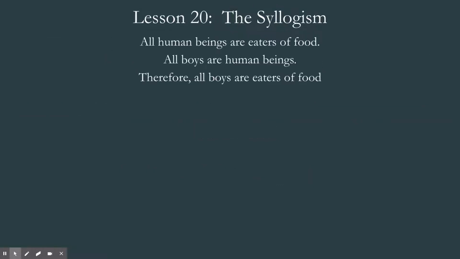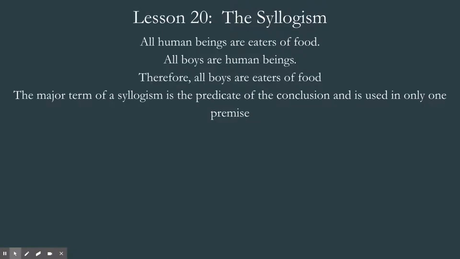So here's that same syllogism again. All human beings are eaters of food. All boys are human beings. Therefore, all boys are eaters of food. So the first thing we've got to do is what? What I told you yesterday, the most important thing to do in this unit is be able to find the conclusion. And I've already got it in order for you with the "therefore." So we know that the conclusion is all boys are eaters of food.